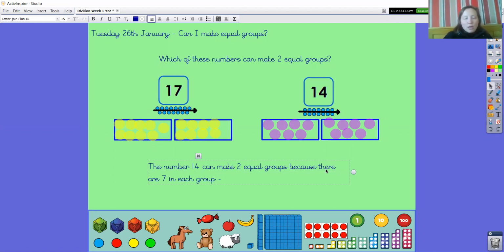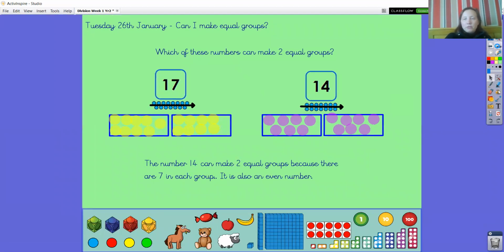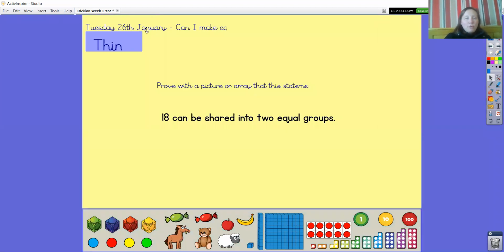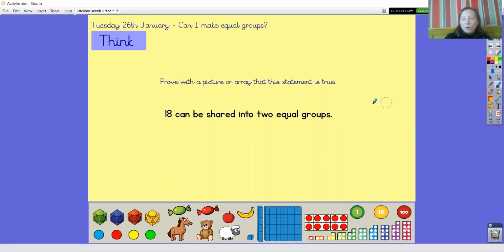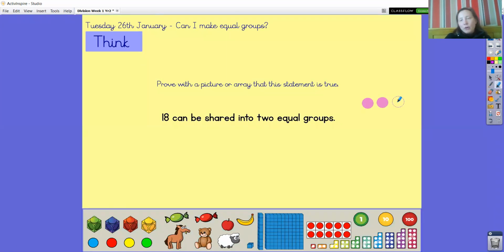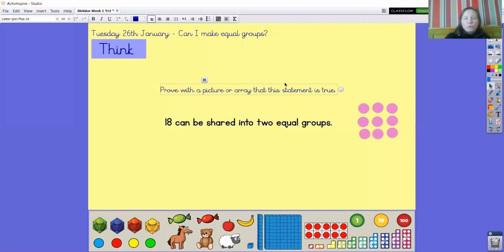I'm also going to put it is also an even number. Okay, brilliant. So that's making equal groups. I would like you just to have a little think now and show me with a picture or an array. Now remember, arrays, I'll quickly make one over here, are where we line up our dots very carefully. Can you show me that 18 could be shared into 2 equal groups? Is that true or is that false?